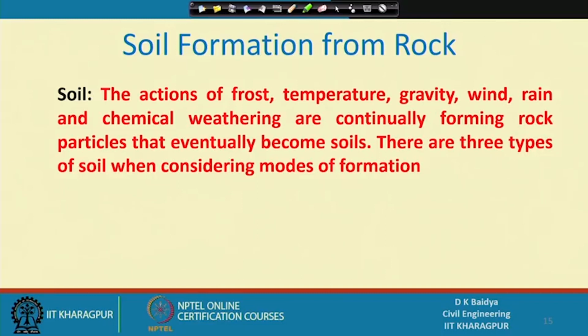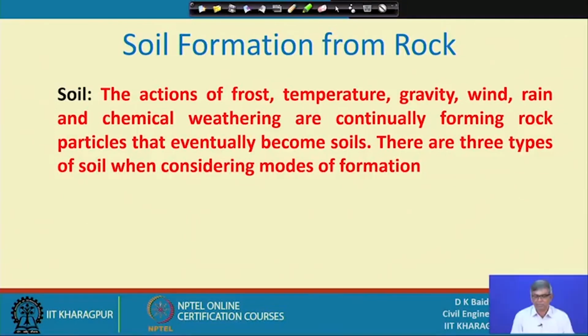Now we will start with soil, and how soil actually transforms from rock by different processes. So, soil formation from rock is the topic I am going to start now. The action of frost, temperature, gravity, wind, rain and chemical weathering are continually forming rock particles that eventually become soils. There are three types of soil when considering modes of formation.